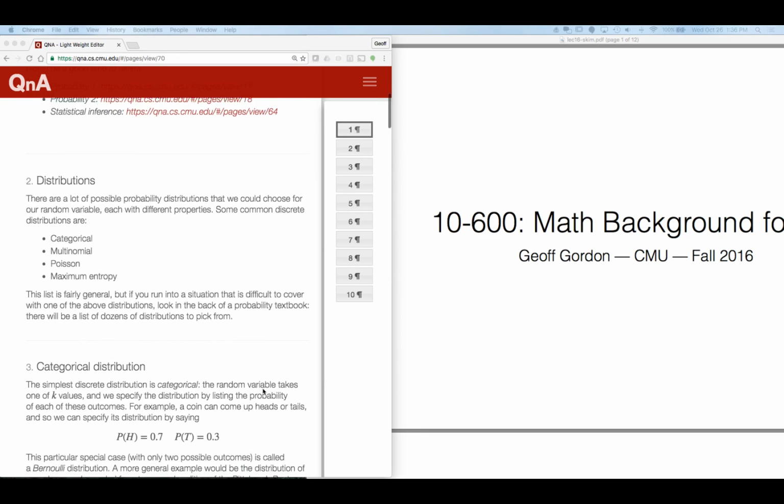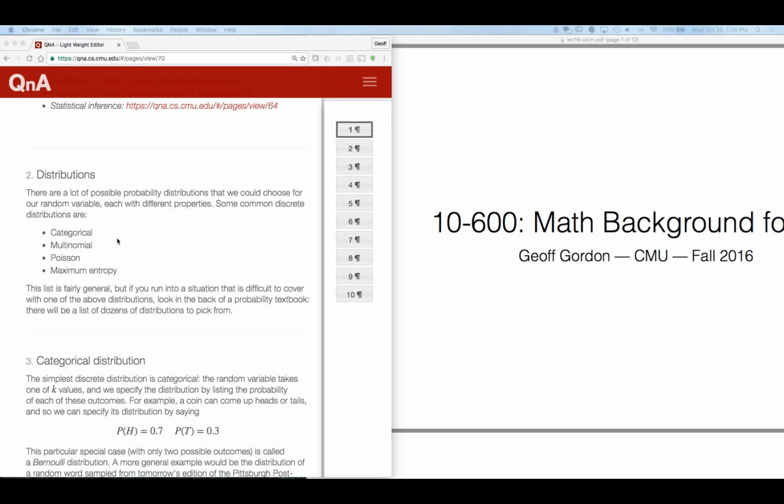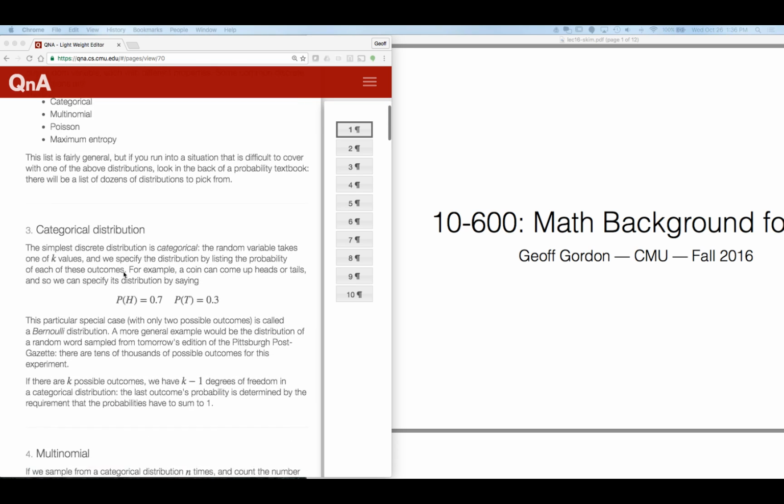And so let's get started taking a look at some different ways to describe these distributions, right? So we'll go through three examples of increasing complexity. Categorical, multinomial, and Poisson. These are three models of a discrete random variable. And then we'll talk about a maximum entropy model, and we'll spend a bit more time on that because it's a very flexible and correspondingly more complicated way of making a model.